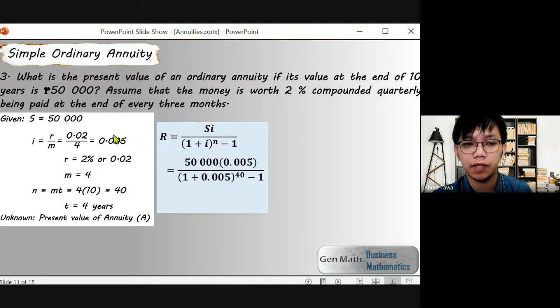Since ang given is S, therefore the S is a given formula for solving whenever S is given. And then just after identifying the given formula, just substitute the given to the formula. So we have here S is 50,000 times the value of I is 0.05, and then 1 plus 0.05 raised to 40 minus 1. So yung minus 1 dito hindi siya included sa exponent.